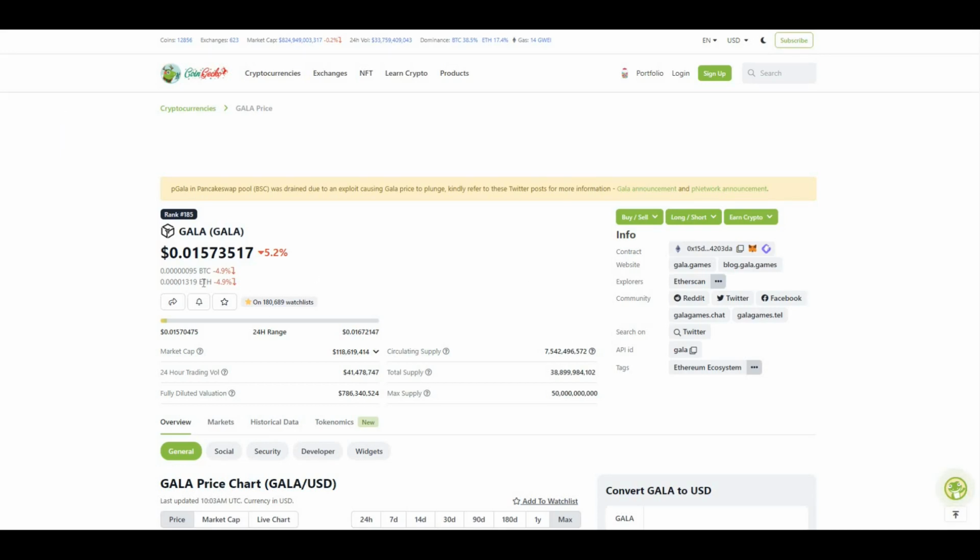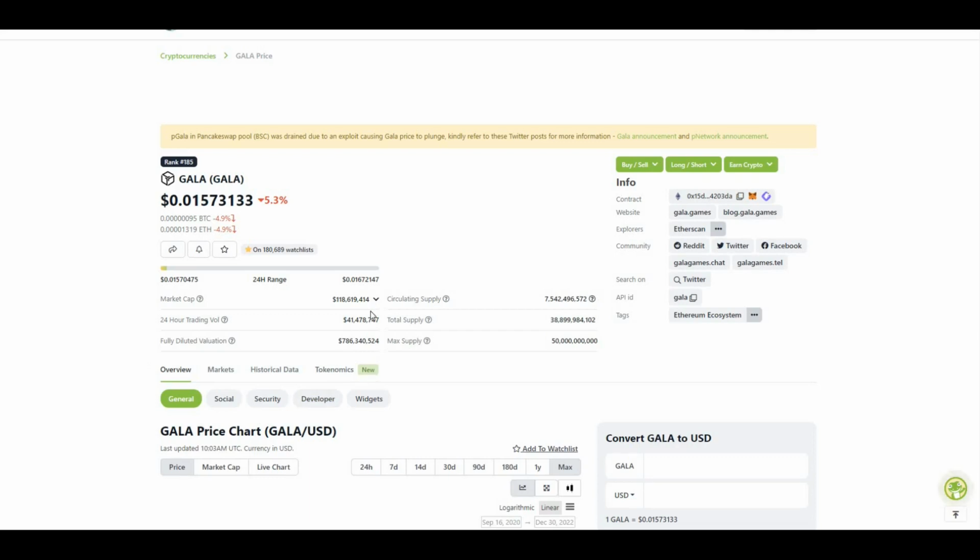If we take a look at the token today, it's literally trading at 0.015, so 1 cent, 1.5 cents, whatever you call it. Rank 185 in terms of overall crypto market cap, and it's down 5.3% in the last 24 hours. The market cap at the moment is 118 million, so fairly low for what Gala has to offer. Circulating supply is 7 billion, max supply 50 billion, and total supply is 38 billion.